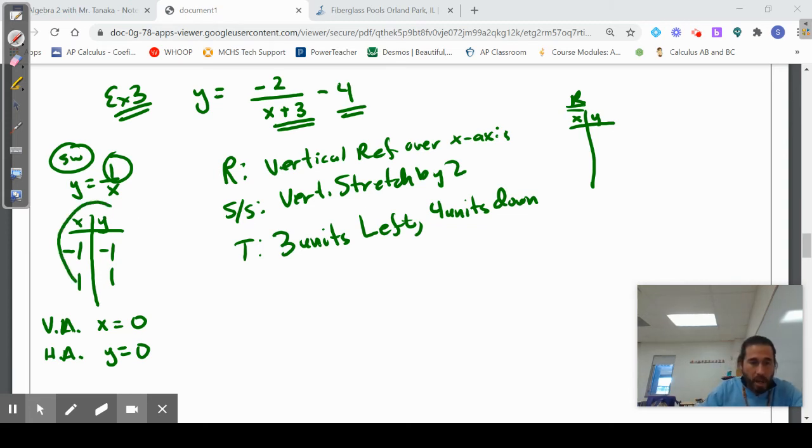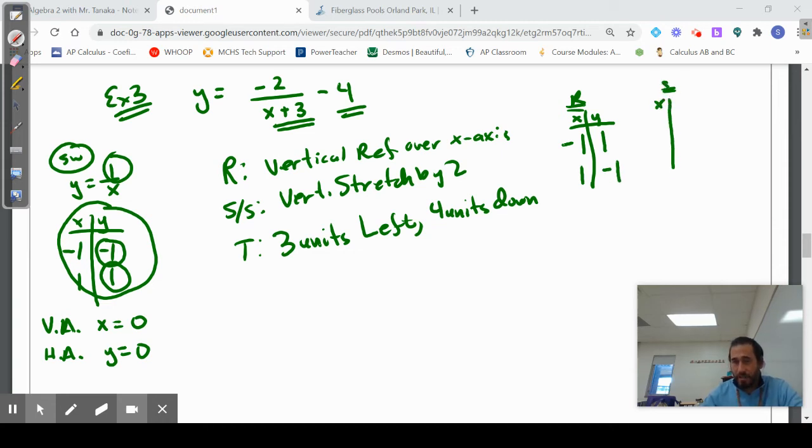So remember, we start with this over here. And if there is a vertical reflection, remember, vertical means you only change the y's, which means I'm going to change the y's and I'm going to change their signs. If I multiply that by a -1, it becomes a positive 1. If I multiply that by a -1, it becomes a -1. Stretch, shrink. There was a stretch by 2.